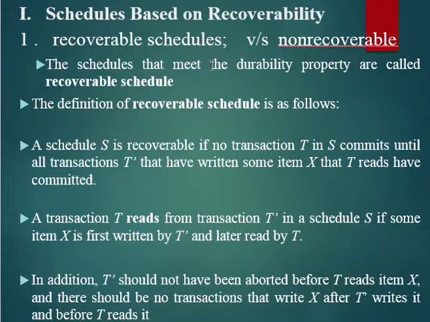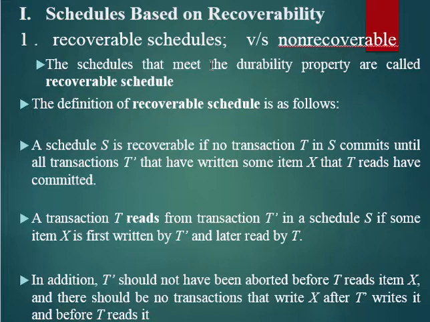In addition, T' should not have been aborted before T reads item X, and there should not be any transaction that writes X after T' writes it and before T reads it. That means there should not be any other transaction in between those transactions that I have already mentioned.